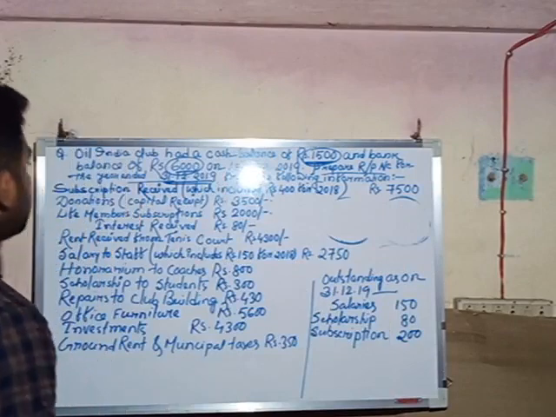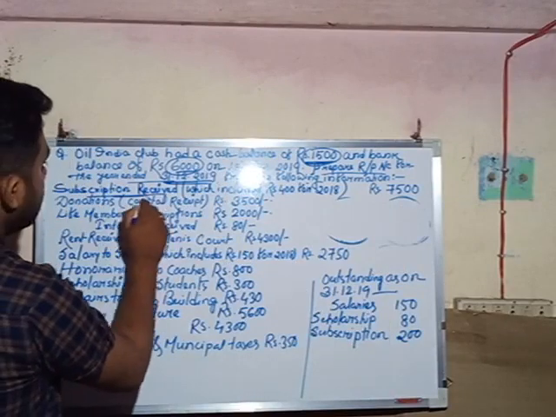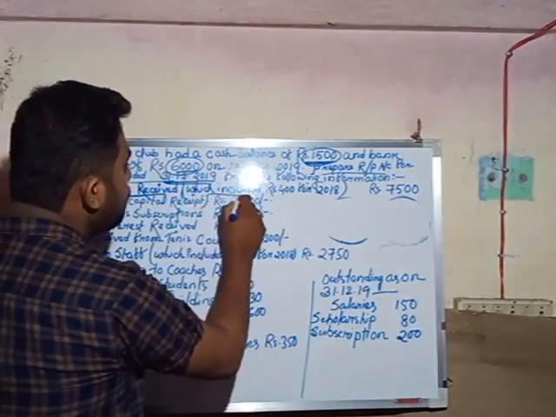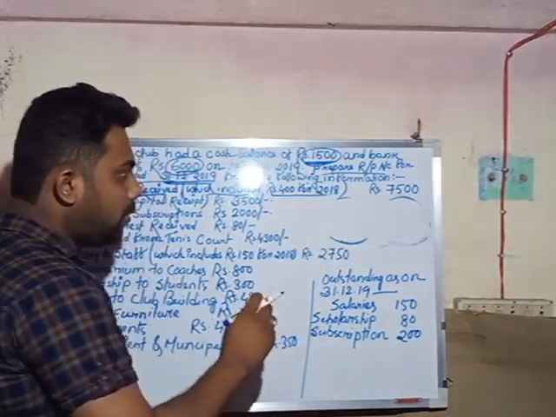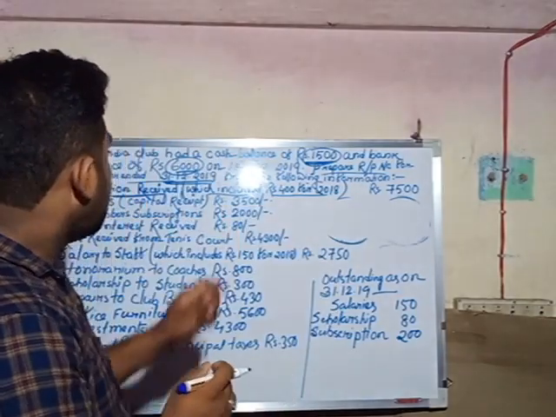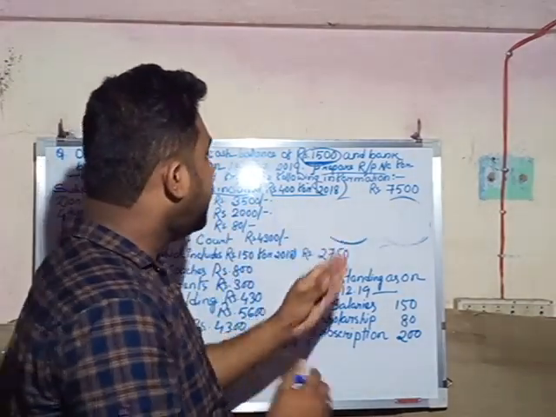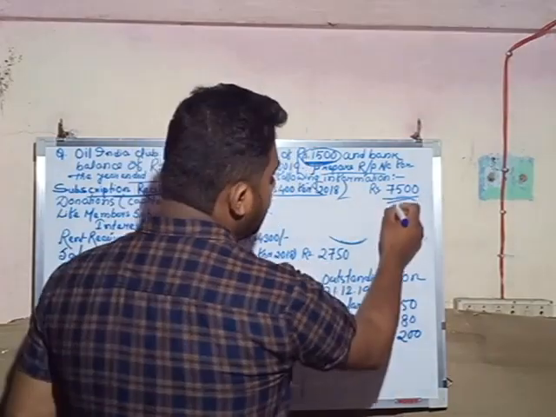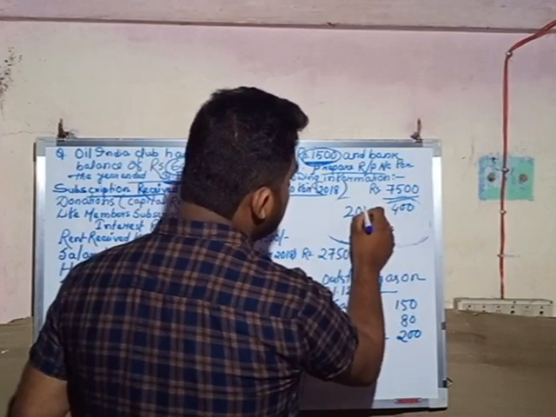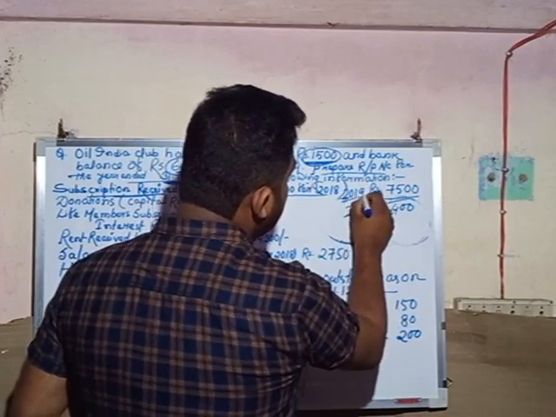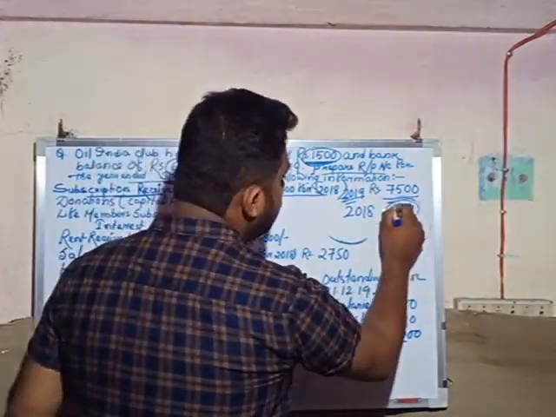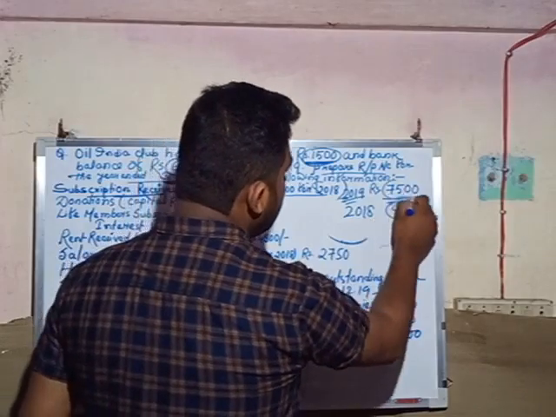The first item is subscription receipt, and in bracket it is written that it includes rupees 400 for 2018, and the total amount is 7500. That means out of 7500, 400 is for the previous year, that is for 2018. The current year is 2019, so the previous year is 2018. So 400 is for 2018, but the total payment is 7500.